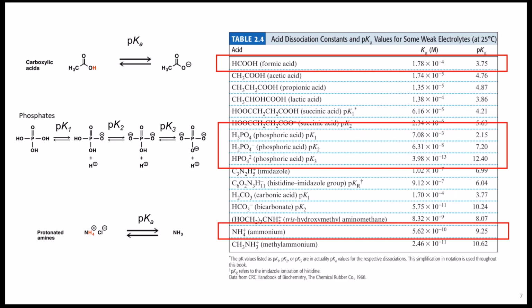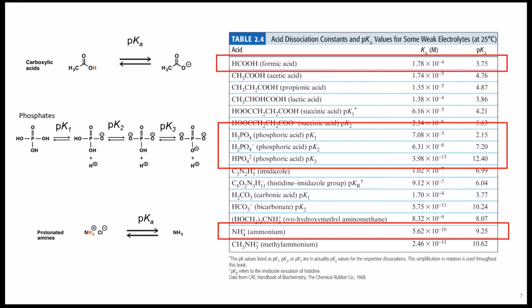Starting at the top for the carboxylic acids, the pKa is lower, and this is the pH at which we go from the protonated form on the left to the deprotonated form, or the conjugate base, on the right. So at a pKa value of 3.75, formic acid would be accepting and donating protons. Some functional groups like phosphates or phosphoric acid have multiple protons that can be lost.